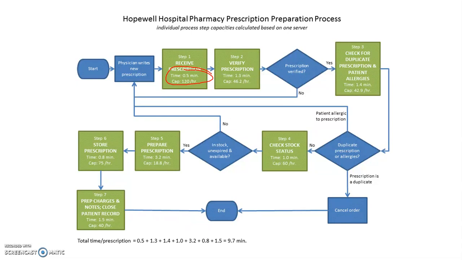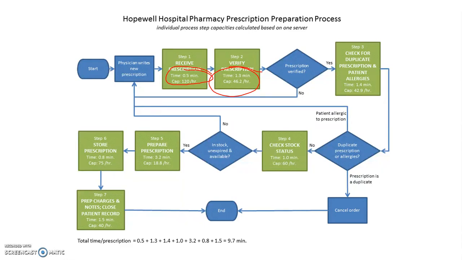We can apply that same formula to each of the remaining steps and get capacity for those as well. If we look at step 2, the time for that particular step is 1.3 minutes. The capacity, if we put it into that formula with one server, is 46.2 prescriptions per hour. So we can begin to see that there's an inherent problem in the way this process is designed. We can do 120 prescriptions per hour through the first step, but only 46 through the second. We can continue to go there and see variations in each process step, and that, of course, begins to create some problems for us, and we'll come back to that in a few minutes.